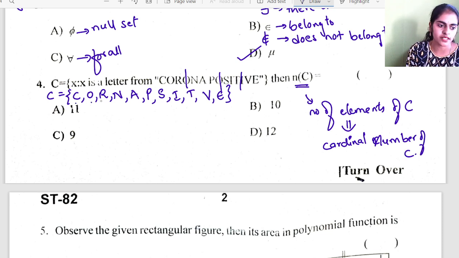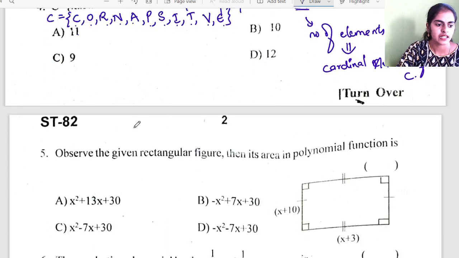Now, how many are there? 1, 2, 3, 4, 5, 6, 7, 8, 9, 10, 11. So your option A is correct. Okay. Now, the next question.